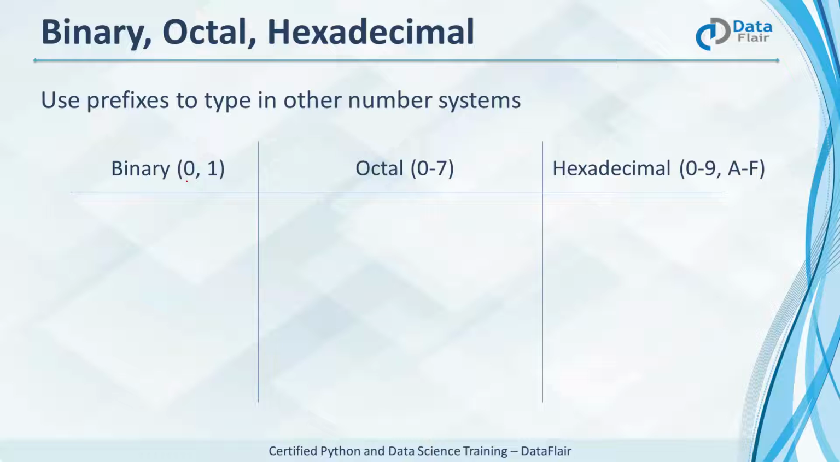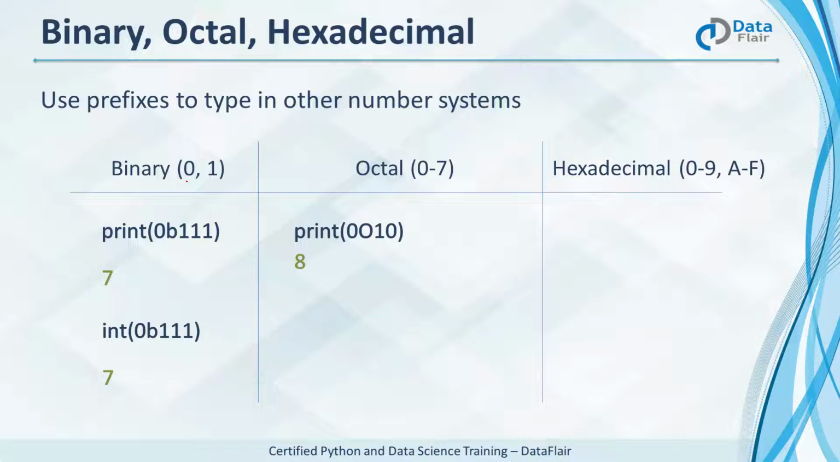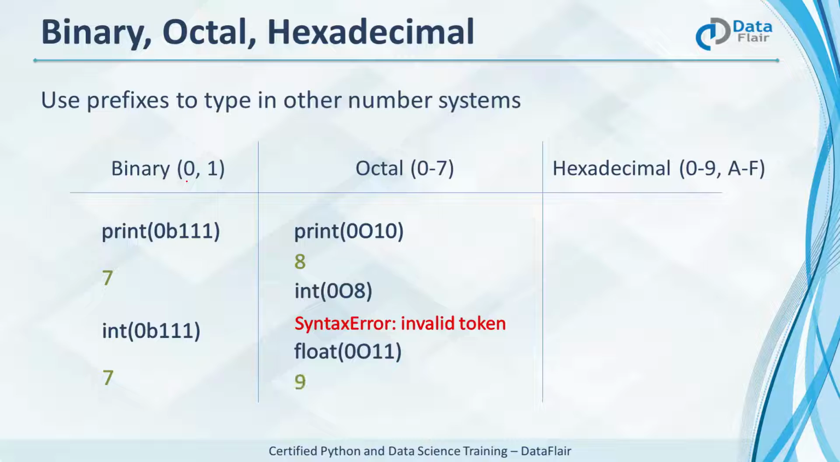A binary number looks like this in Python. This is the binary for 7. Printing it and converting it into an integer results in the same thing. This is an octal for the number 8. The digit 8 does not exist in the octal number system. This is the octal for 9. This is the hexadecimal for 255. And this is for 254.